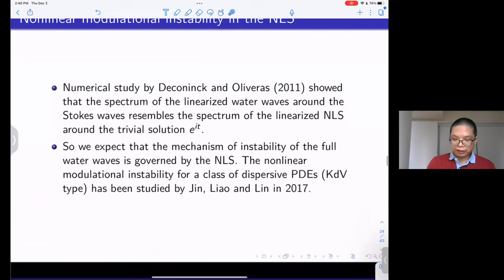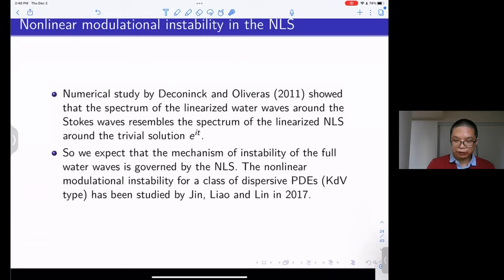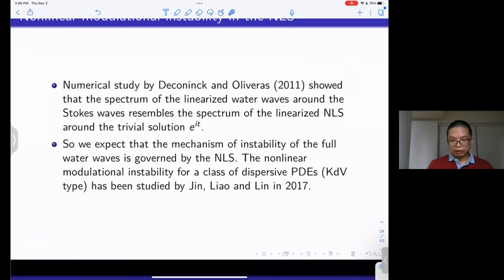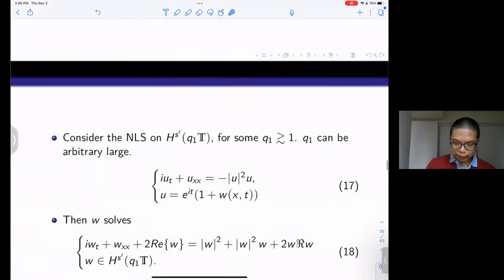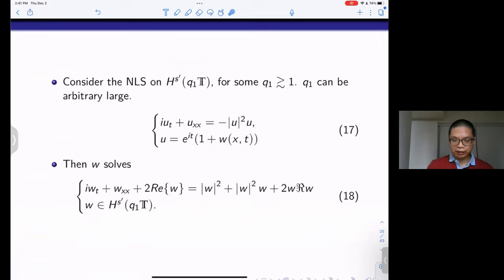Okay, this repeats what I said before. Our motivation is from the picture. I show you the figure 8 picture. The water wave is of this size, and the Stokes wave is also of this size. This is our original motivation. Because of this modulational approximation, we expect that we can propagate the instability to the water wave problem. For the linear modulational instability for some other classes of dispersive PDE, for example, BBM or KdV type equations, it was obtained by Jin, Liao and Lin in 2017.